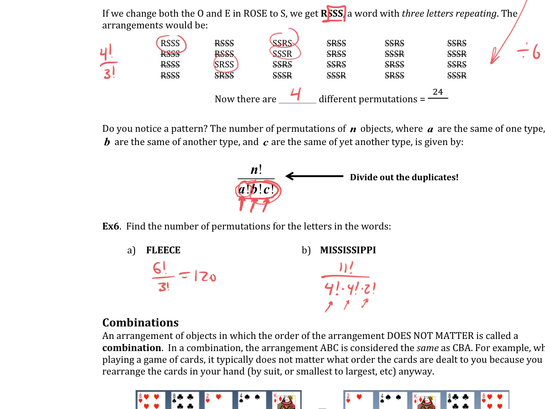The I's and the S's look different. So it's not like I take all the repeats and put them in one big bucket and divide by that factorial. No, I divide by a different factorial for each different letter that repeats itself, if that makes sense.